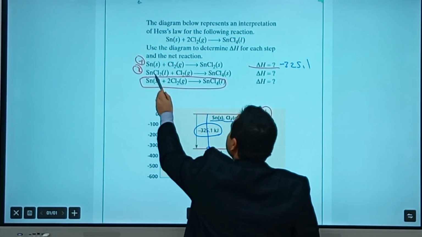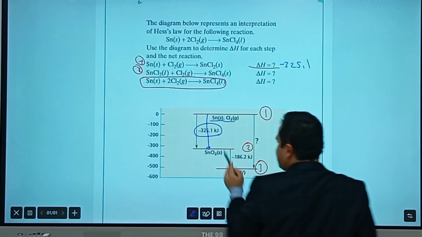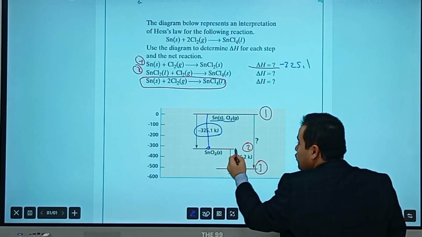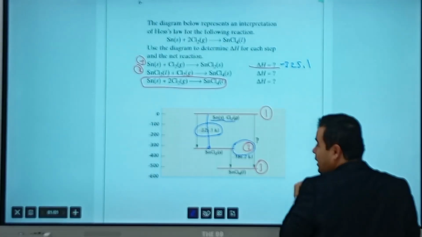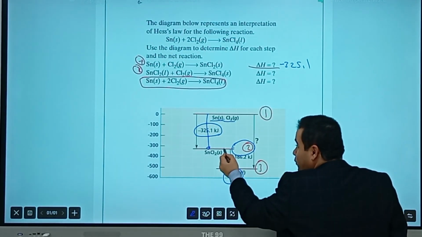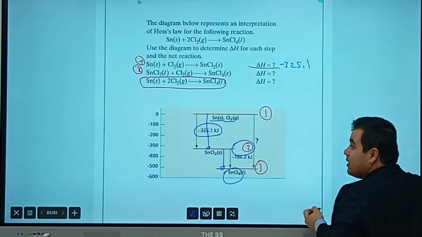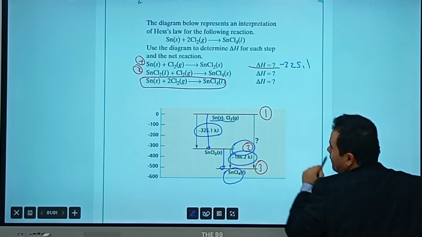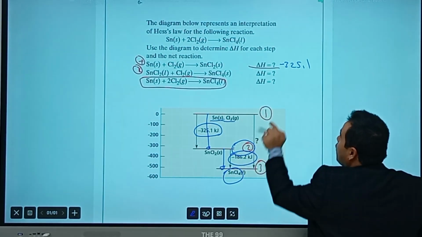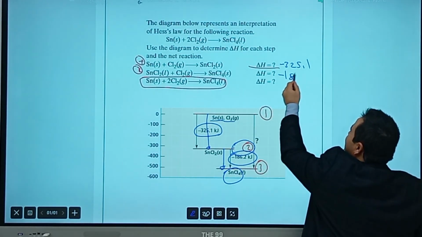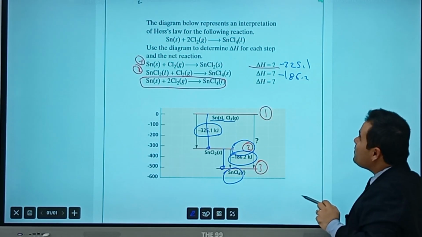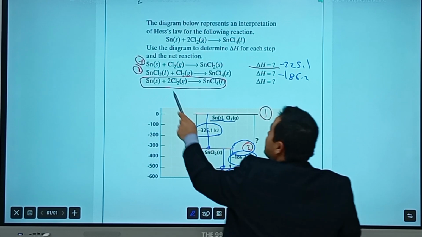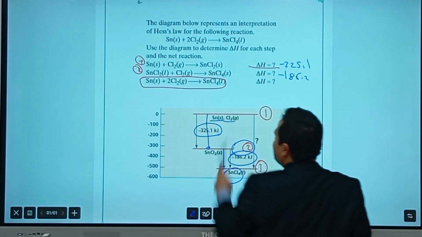Another one, SnCl2 plus Cl2 forms SnCl4. SnCl2 is on line 2 and SnCl4 on line 3. So in between, what do we have? Minus 186.2. The last one, SnCl2 to SnCl4.